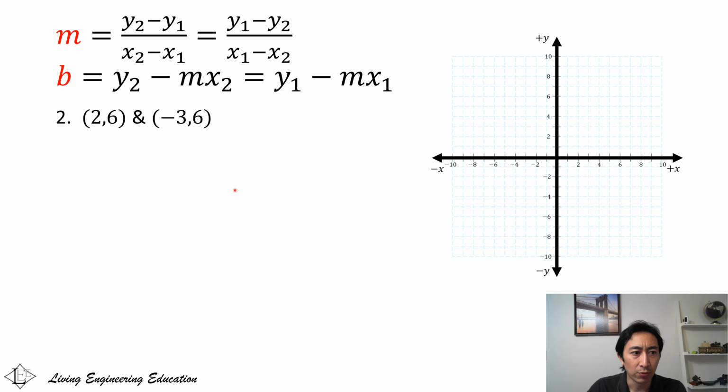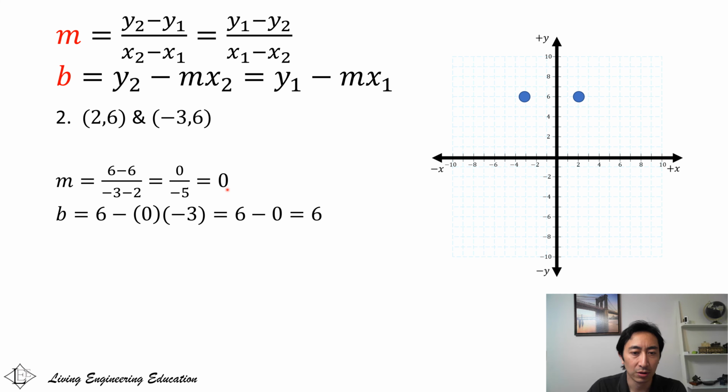Okay, so we're going to do the same process for these points, 2, 6, and negative 3, 6. Same thing for the slope. We say y2 minus y1, 6 minus 6, over x2 minus x1, negative 3 minus 2. So we get 0 over negative 5. That's a slope of 0. Well, that's consistent. We expect to see a horizontal line. A slope of 0 is a horizontal line.